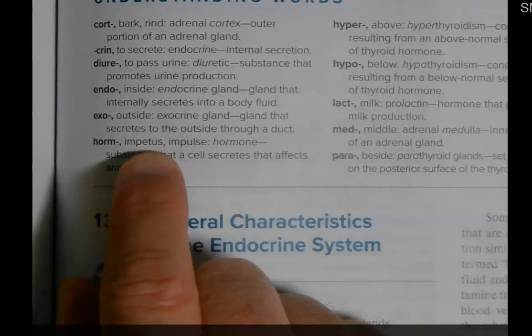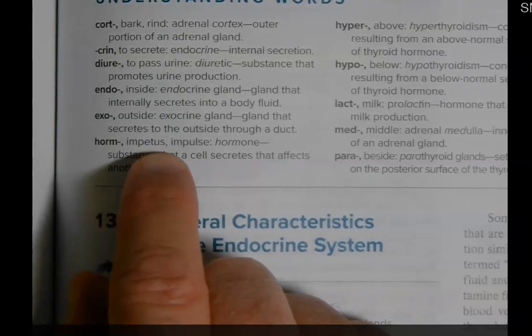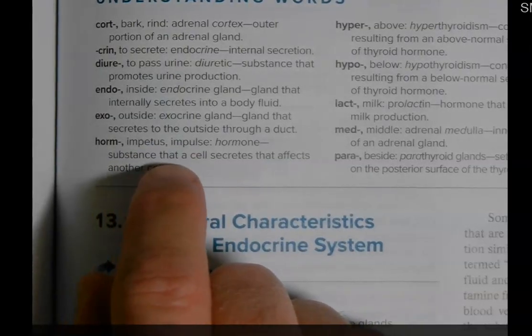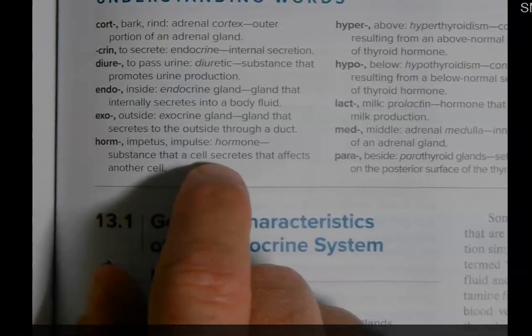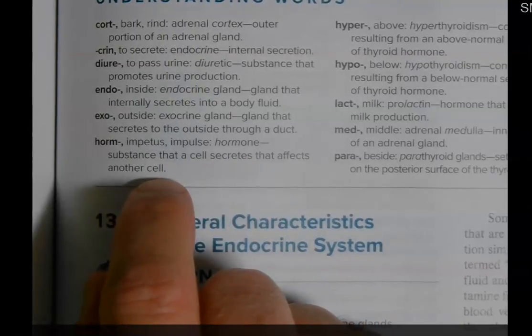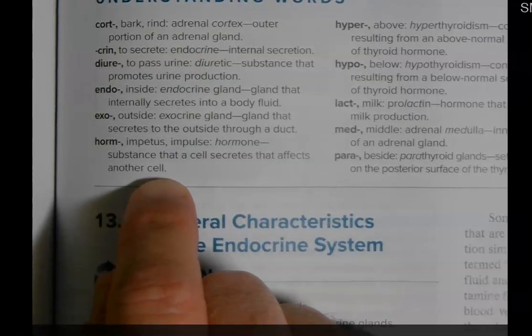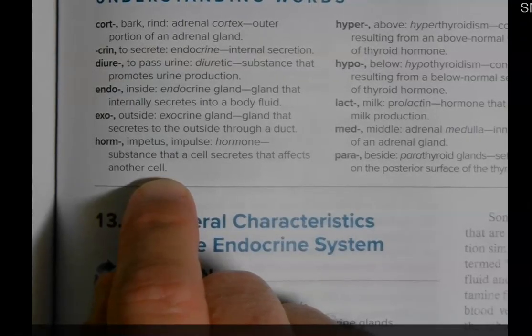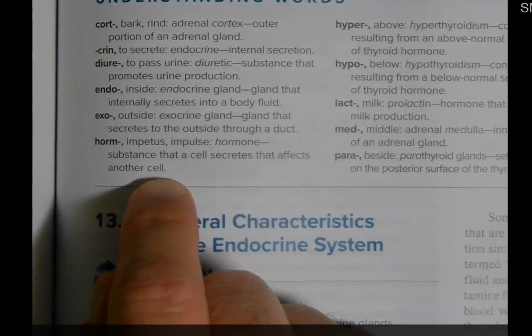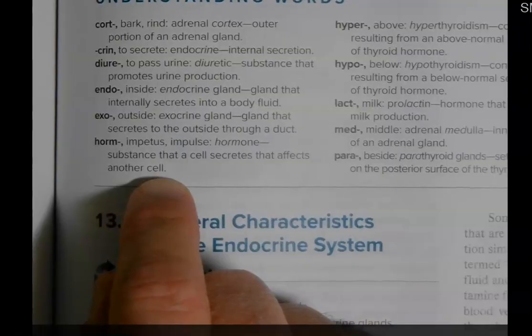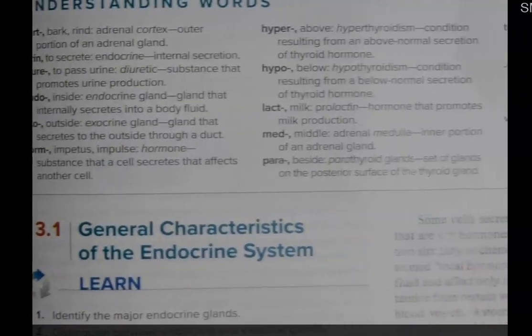Horm is an impetus or an impulse. So hormones are substances that cells secrete that affect another cell. Sometimes they affect themselves, but those, by some strict definitions, are not technically hormones. I don't know how loud that train is coming through in the video. I hope not too bad.